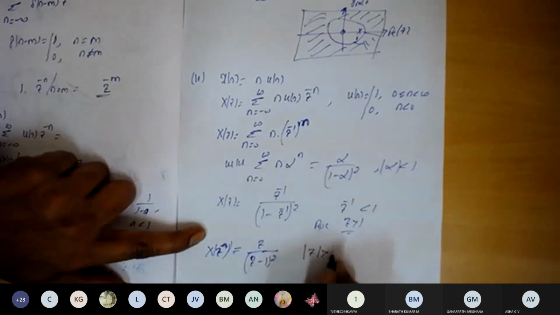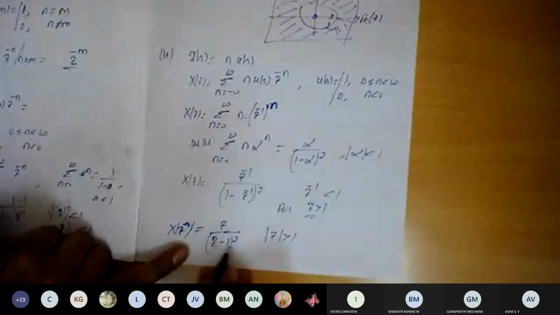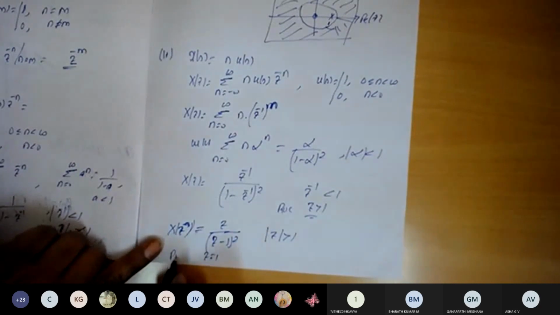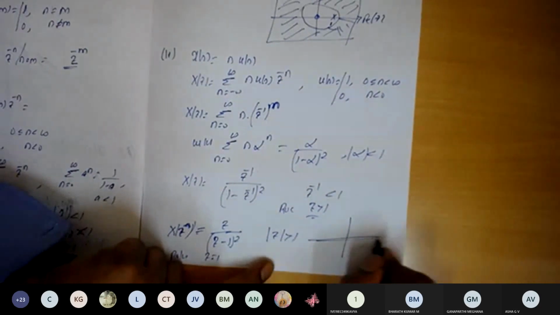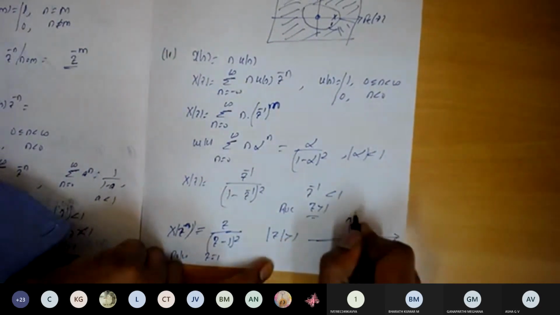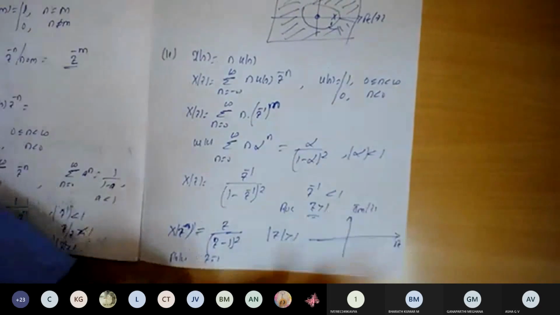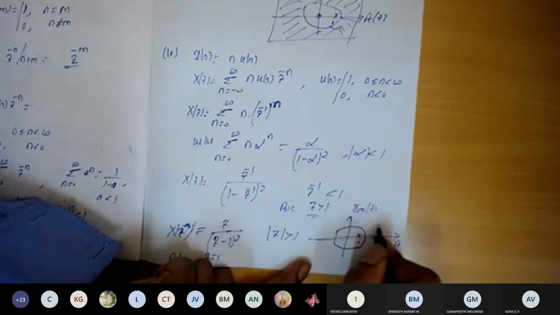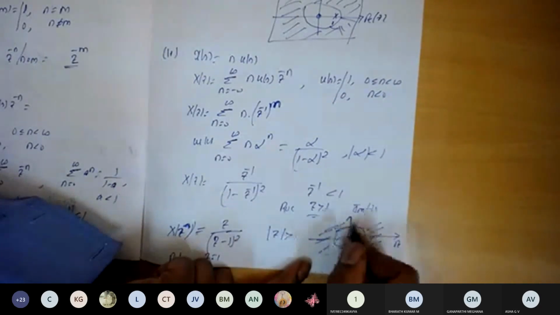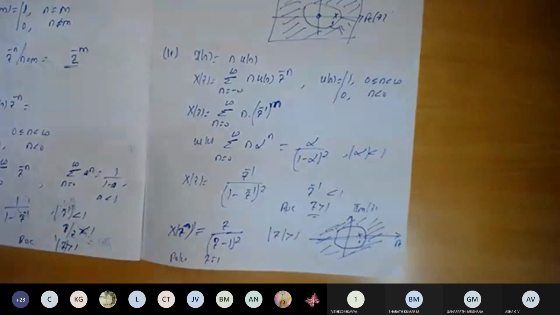ROC is greater than 1. So then the location of the pole is at Z is equal to 1. The pole is present here. So we'll plot the ROC for this one. This is the real part, and this is the imaginary part of Z here. So at Z is equal to 1, the pole is there. So the ROC is going to lie outside this circle. So this is the region of convergence. Then this is the Z transform of this.